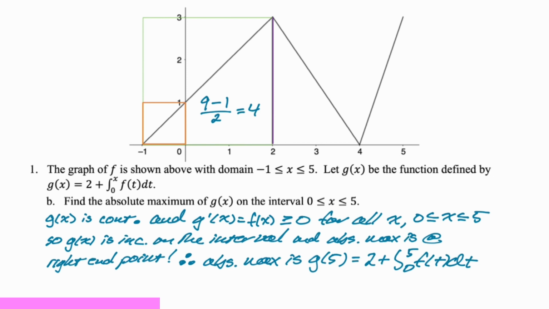I could also just treat the region from 0 to 2 as a trapezoid, which is probably easier. It'd be one half, the height is 2, and the sum of the bases is 1 plus 3. So it's 1/2 times 2 times 4, which is 4. Either way, you're getting 4. From 2 to 4, a triangle, it's half of 6, so that'll be 3. And from 4 to 5, a triangle, it's half of 3, so 1.5. So we're going to get 2 plus 8.5, which is 10.5. That's the absolute max.